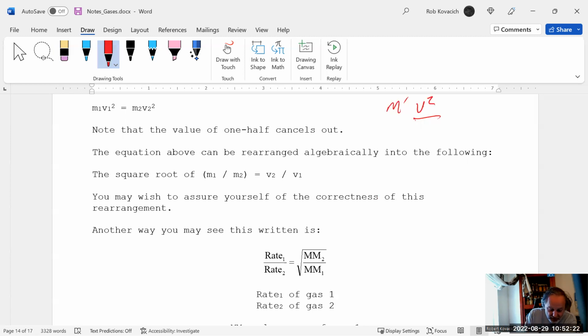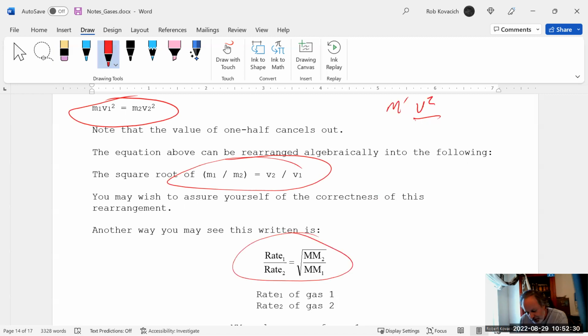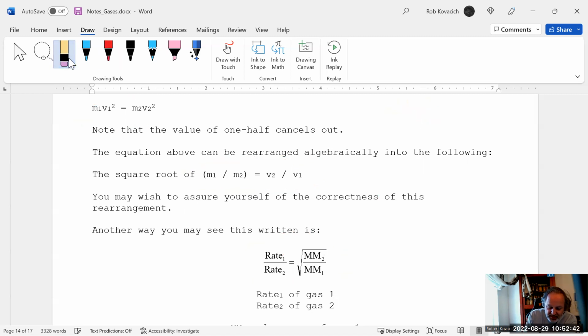So if I take these equations that are set equal to each other and rearrange them, I'm trying to get rid of the square root. I end up with this equation right here. This is the speed of gas 1 and the speed of gas 2, and the molar mass of gas 1 and the molar mass of gas 2. So again, this isn't going to tell you the speed of the gases. This is going to tell you the speed relative to another gas.